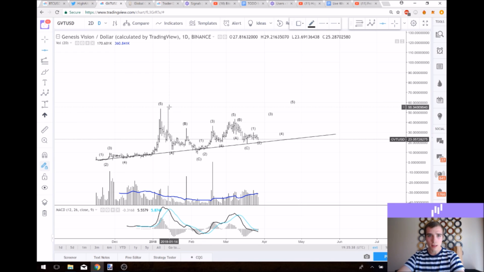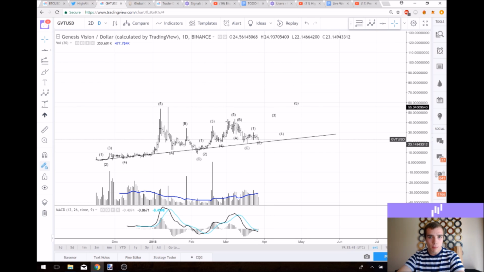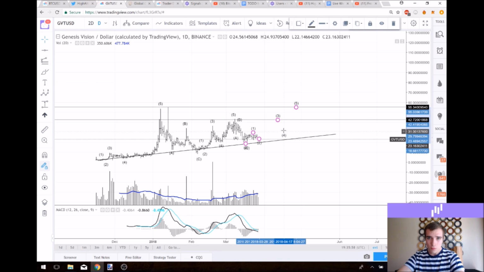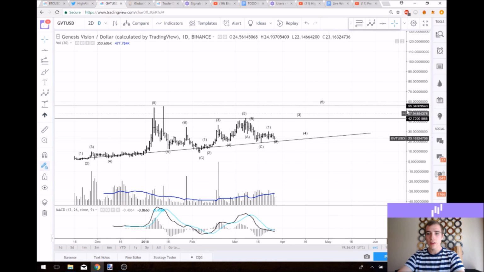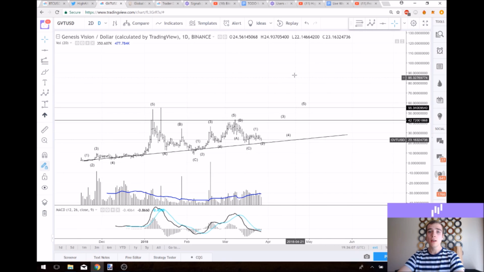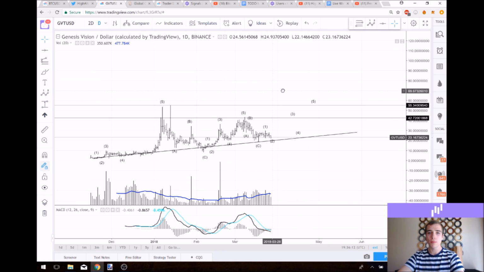So let me just take this horizontal line and draw a major resistance zone here, put the 5-wave on top of that, and then put the 3-wave on top of this major resistance zone here. Okay, 1, 2, 3, 4, 5. Right, so this is what I'm expecting to see over the next couple weeks here as we go into April with Genesis Vision, is a nice hard bounce off this trend line and continuation up to previous highs.